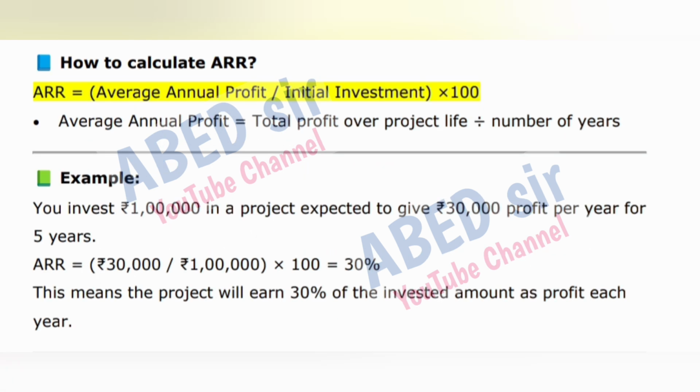How to calculate ARR? ARR is equal to average annual profit divided by initial investment times 100. Average annual profit is equal to total profit over project life divided by number of years. Example: you invest 1 lakh rupees in a project expected to give 30,000 rupee profit per year for 5 years. ARR is equal to 30,000 rupees divided by 1 lakh rupees times 100 is equal to 30%. This means the project will earn 30% of the invested amount as profit each year.